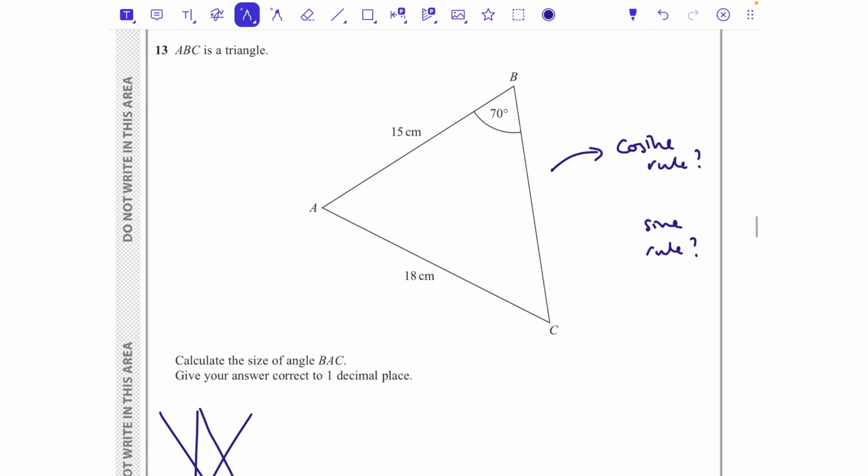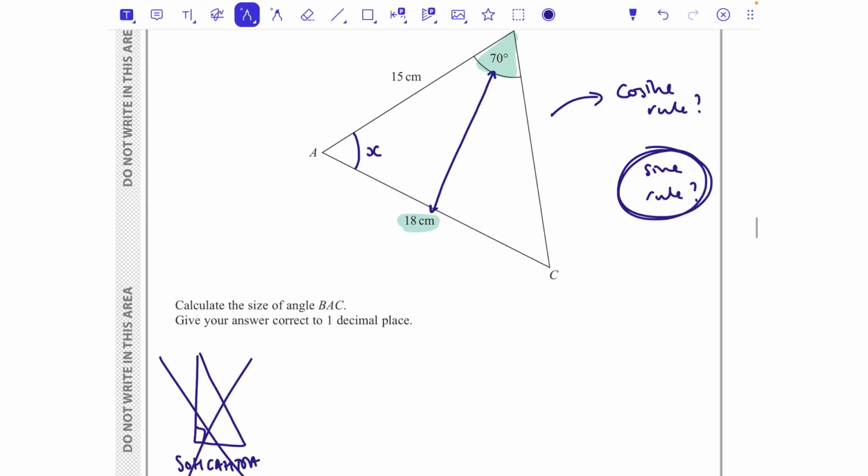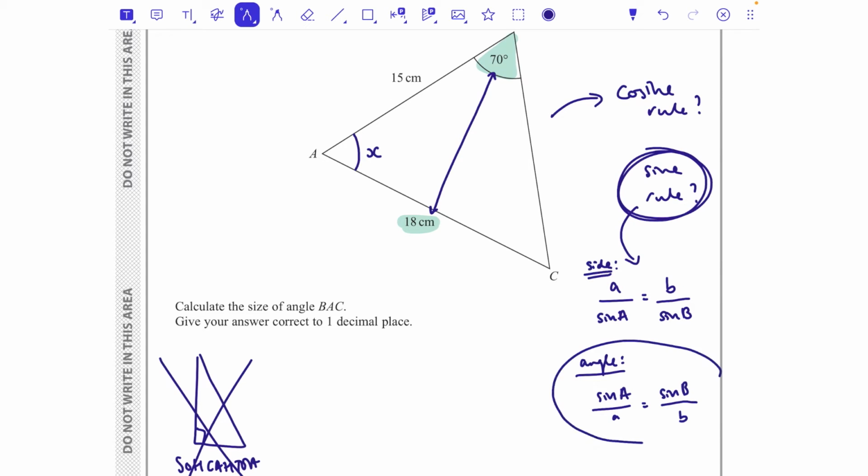Okay, so do we have a pair? What are we trying to work out? So the size of angle BAC, they're asking you for this angle here. And I do have a pair. So I know this 70 degrees and I know this side, and they are a pair. They can go together. So because I've got a pair, I'm going to use the sine rule. So remember, the sine rule is either a over sine A equals b over sine B, if you want a side, but if you want an angle, it's going to be sine A over a equals sine B over b. So I'm actually going to use it this way up.